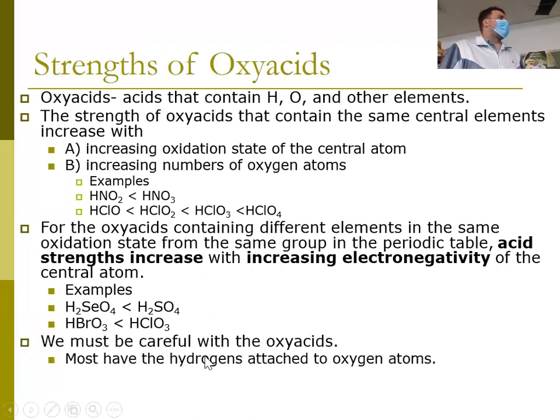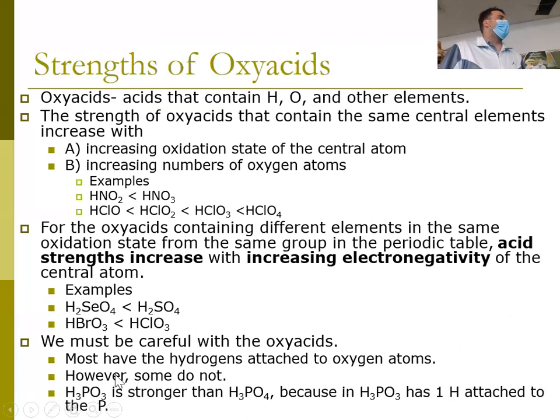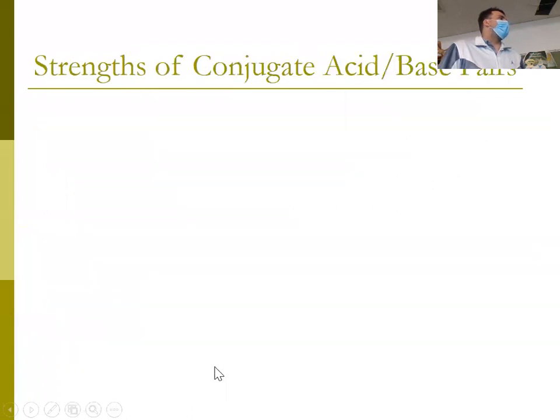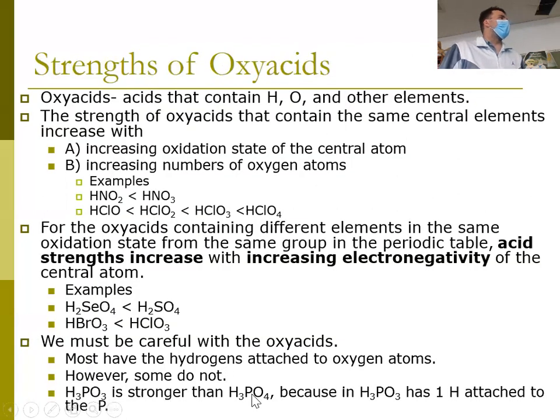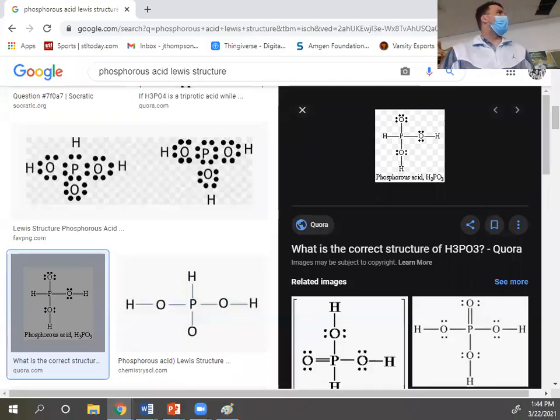Most have hydrogens attached. Some do not. Some with oxy acid. So H3PO4 is stronger than H3PO3 because one of the H's in phosphorous acid is connected to the. Wait, what? Let me draw this one out. So, continuing on with oxy acids.